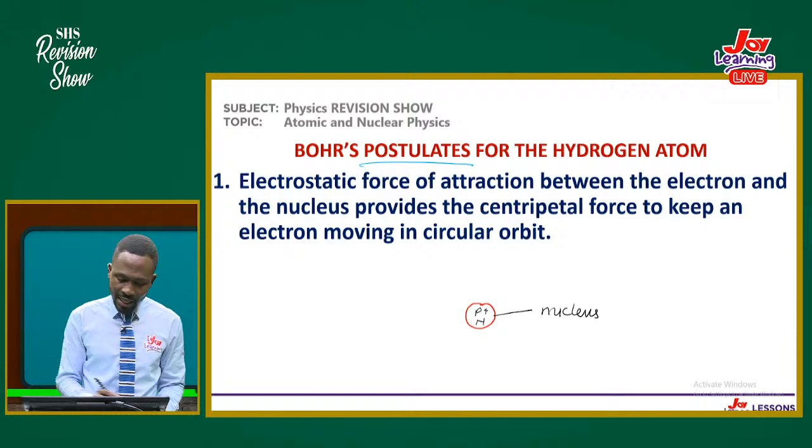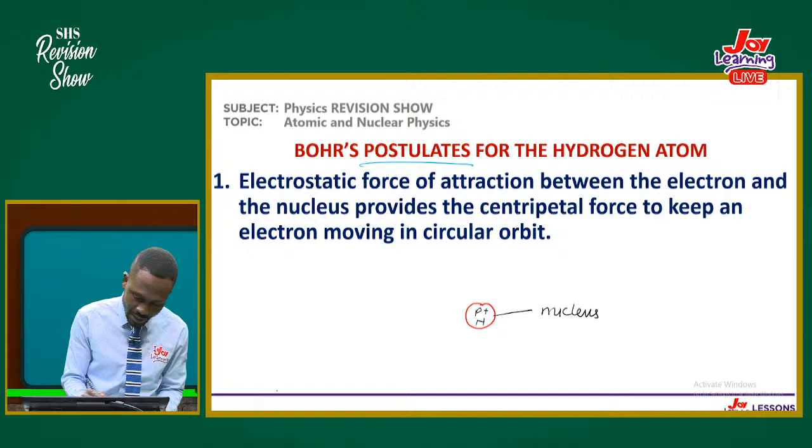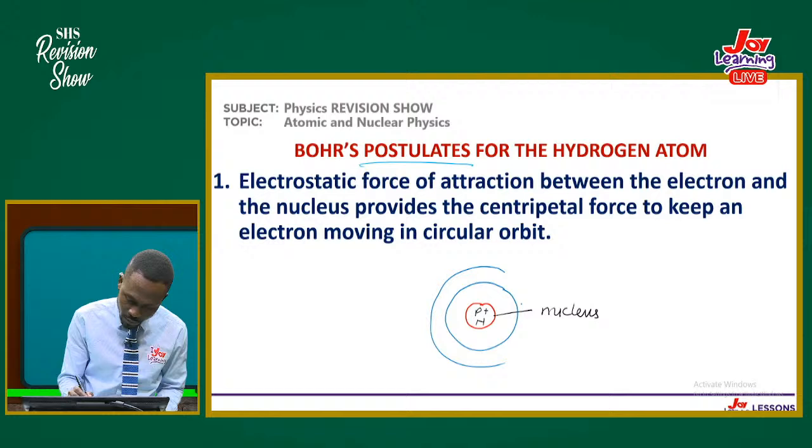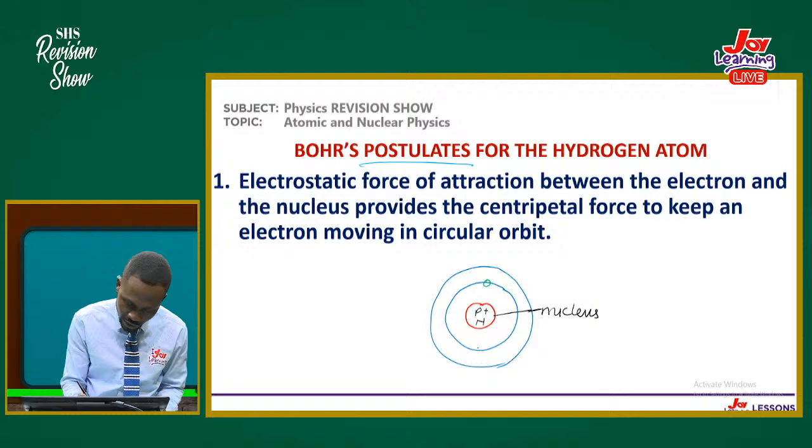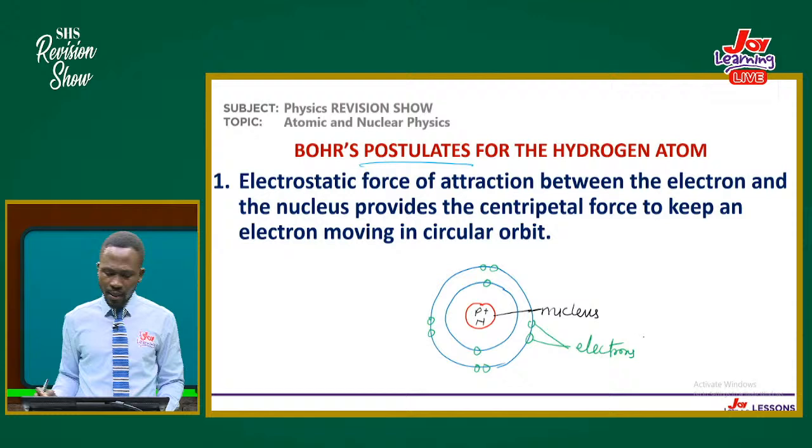Then we are told that we have orbits around the nucleus. So these are orbits, just about 2 of them, where electrons go around the nucleus. So that could be an electron, could be an electron. So these ones are electrons. So these electrons have a negative charge.